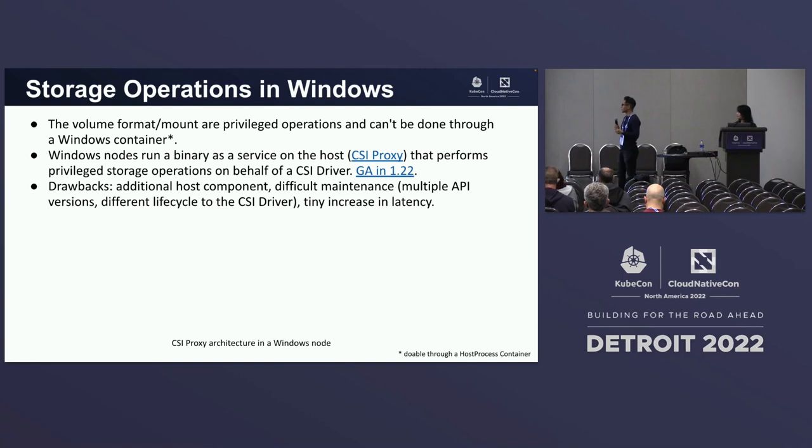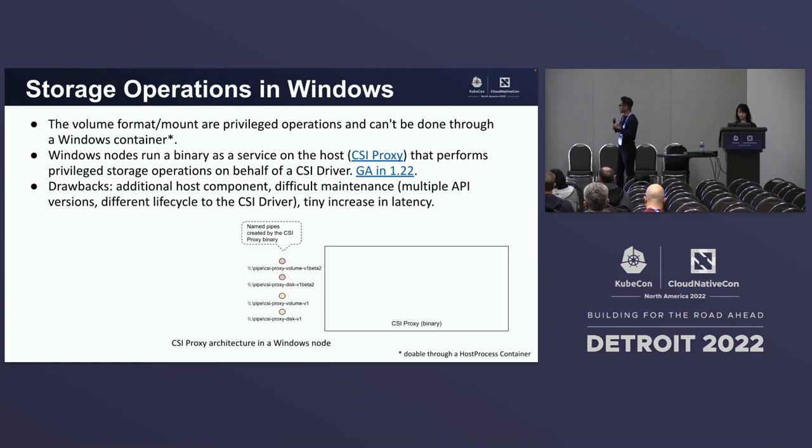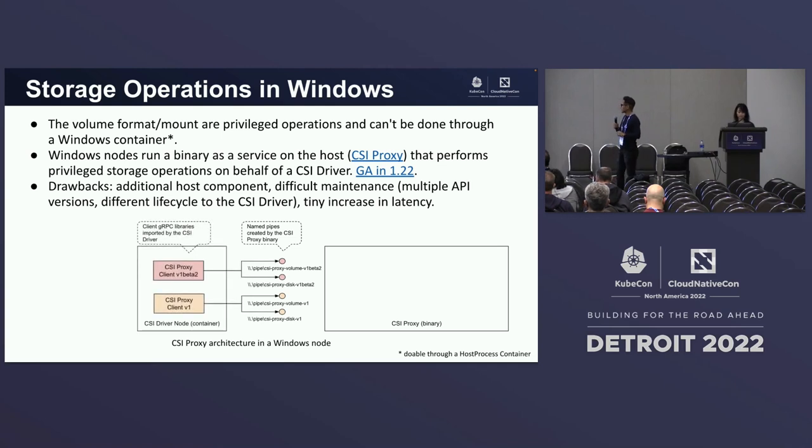And we also have a project called CSI Proxy, which is a binary that runs in the host. So when CSI Proxy starts, it creates named pipes in the host. You could imagine that this is all happening in the Windows node. The CSI Proxy binary is running at that point. Next, we deploy the CSI driver, and the CSI driver needs to communicate with the CSI Proxy binary through a library that is also an artifact of the CSI Proxy project.